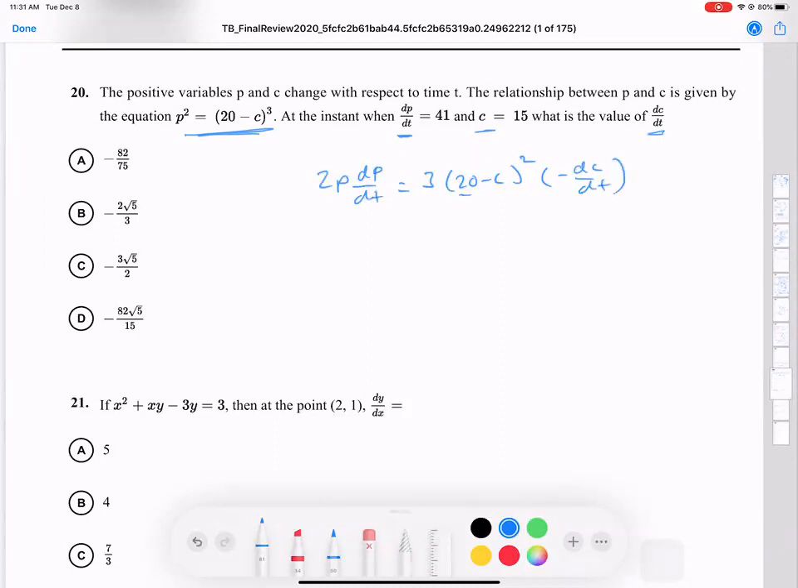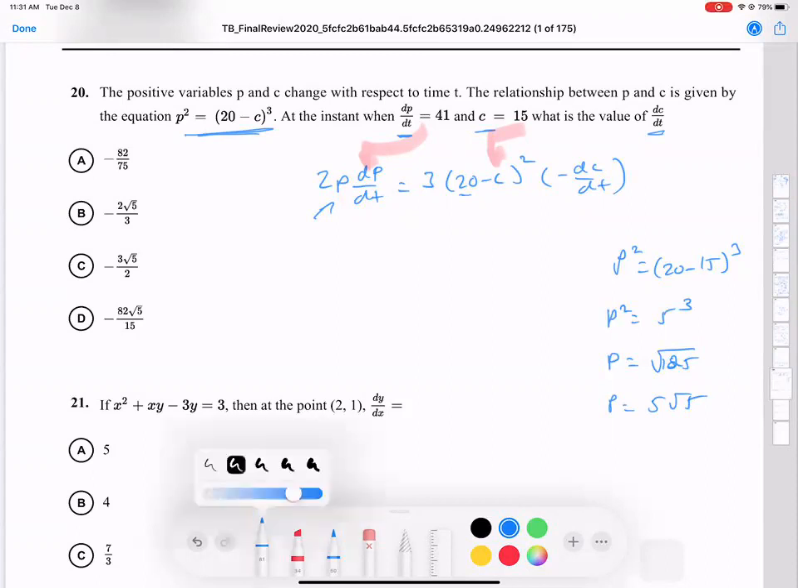So in order to solve for this, let's look at the stuff they gave us. They gave us our c value. They didn't give us our p, so we actually have to go back and solve for that. p squared is equal to (20 minus 15) cubed. See, they gave us our original p equation. So p squared is equal to 5 cubed, and so p is equal to the square root of 125. And that is 5 square root of 5. That's our p-value. So now we have everything we need to solve for dc over dt.